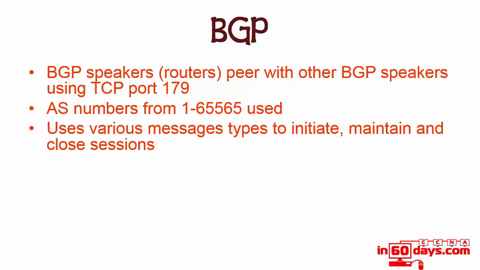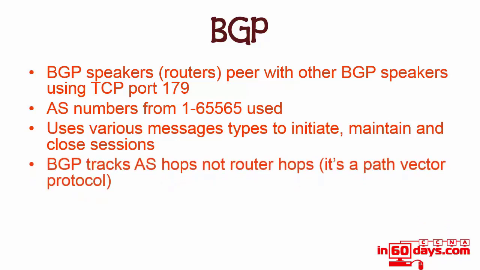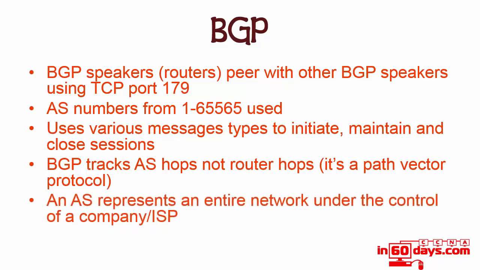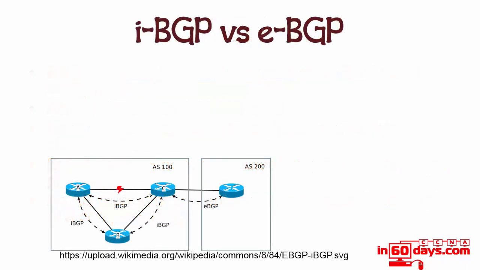There's a whole bunch of message types. I think I'll cover something in a moment, but for CCNP you would need to know what all of these message types mean and what they do. For CCNA, I just think you need to know that they actually exist. Now, BGP is concerned with AS hops, not individual routers. So it's a path vector protocol. Now, an autonomous system I mentioned a moment ago represents an entire network. So we're not so much concerned with individual routers as you would be with a routing protocol.